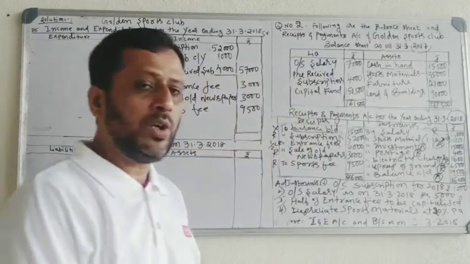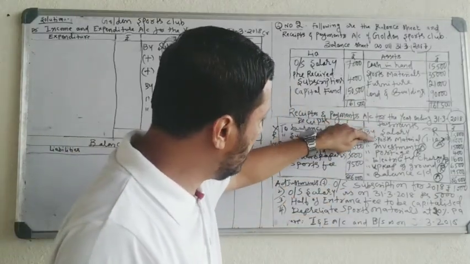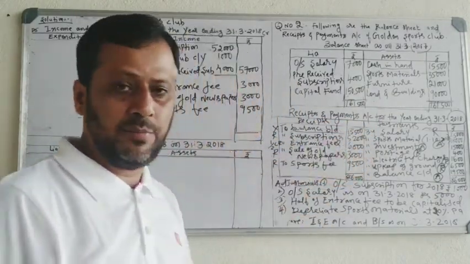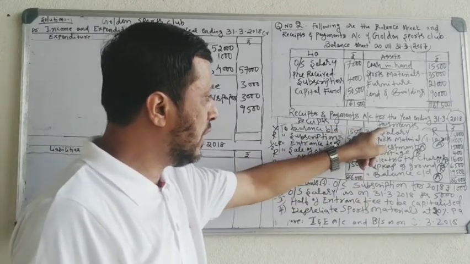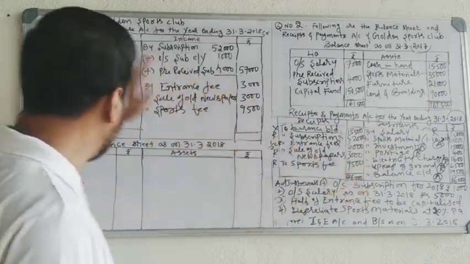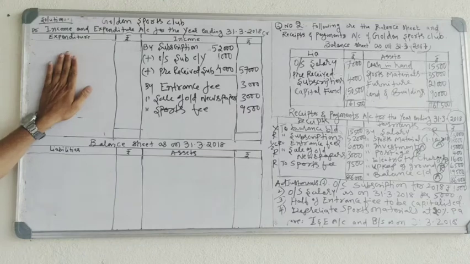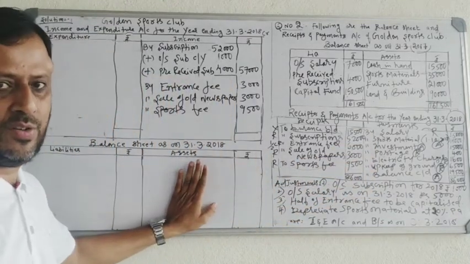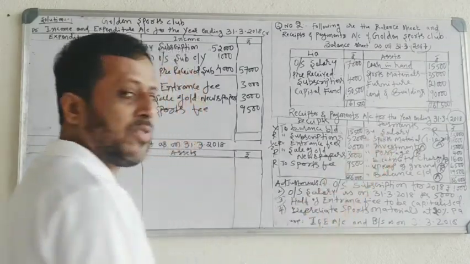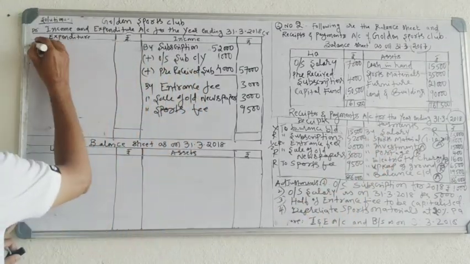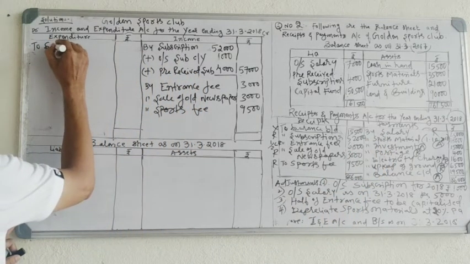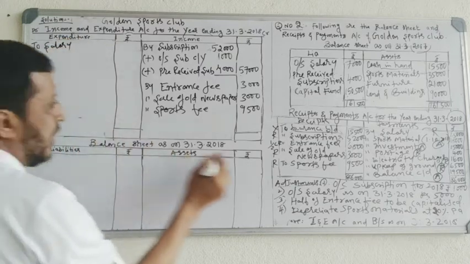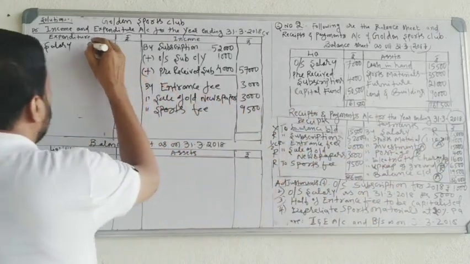Okay. Totally, you have 1, 2, 3, 4, 5, 6, 7 items. Out of 7 items, revenue items transfer to debit side of income and expenditure account, and assets transfer to balance sheet asset side. Okay. First you have salary. Salary is a revenue expenditure. To salary. Salary amount is 25,000.